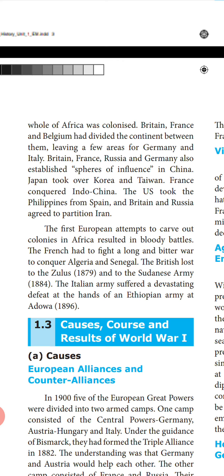The first European attempts to carve out colonies in Africa resulted in bloody battles.